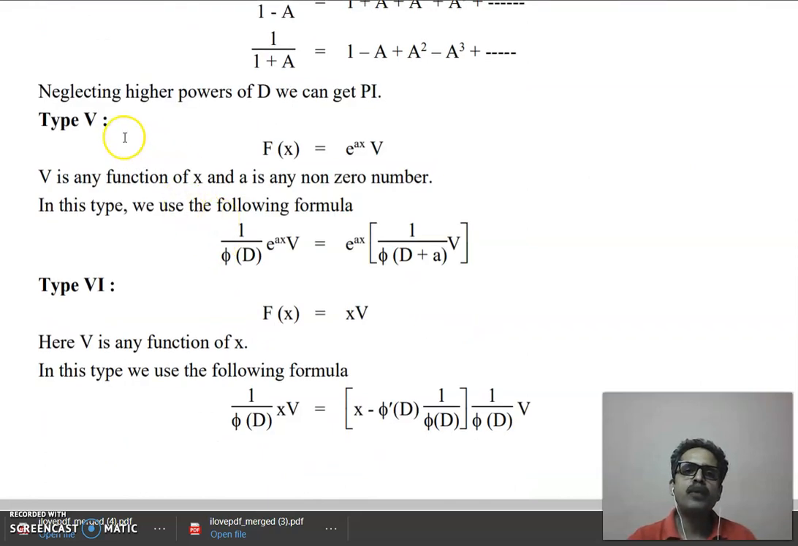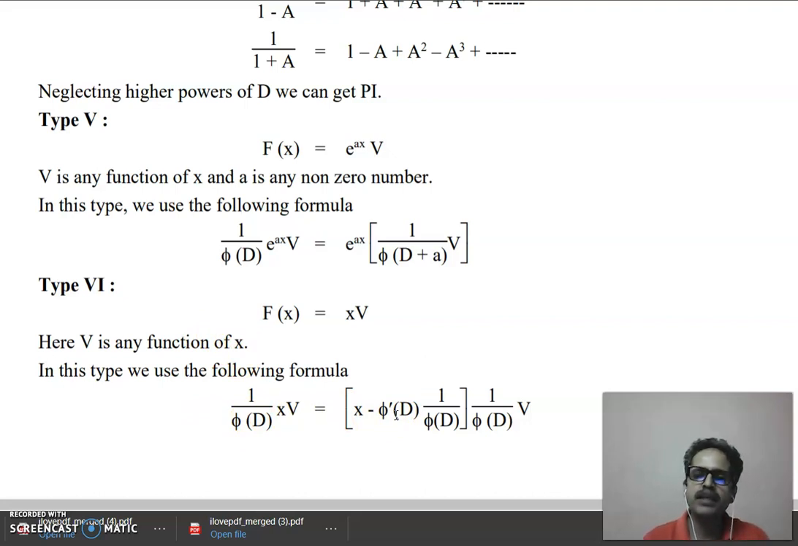Let's see now type 5. In type 5, we have the function f(x) is e raised to ax into v, where v is any function of x and a is any non-zero number. In this type, we have to apply this formula. And the last type is the function f(x) equal to x into v, where v is any function of x, and here we apply this formula to find PI. So in this way we have a total of 6 types.